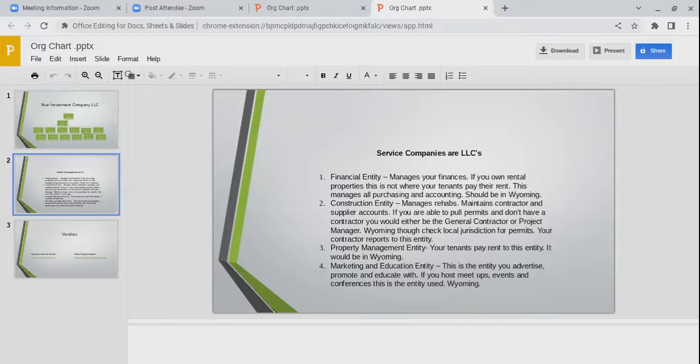And then if you are going to do marketing, your education entities, let's say you want to mentor people or you want to teach them how to do this, you want to do conferences, then you would have a fourth entity, the marketing and education entity, for events, things like that. If you do conferences, it's a good way to get yourself out there, get yourself known. It attracts investors, it attracts partners, and it helps a lot.